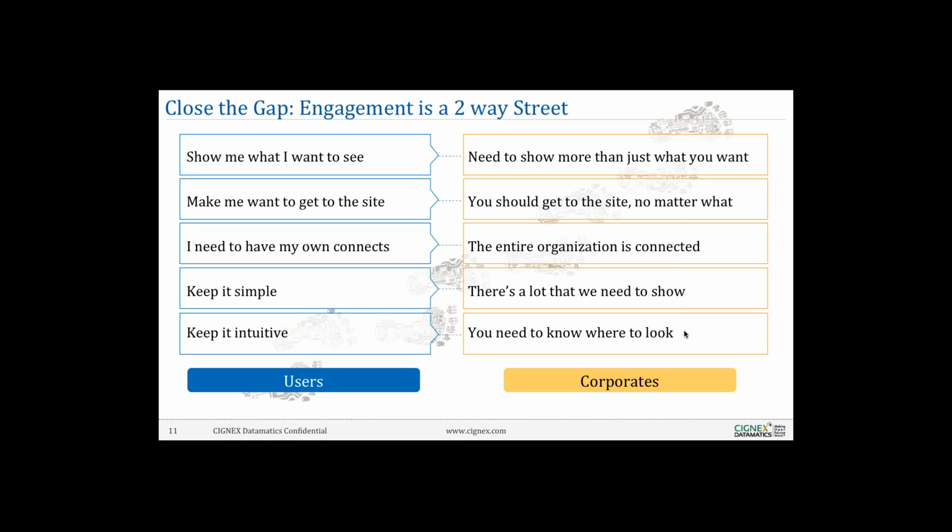Now we've connected the entire organization. Everybody has phones. Everybody knows where they sit. You can talk. You can email. So what more do you need? Keeping it simple and intuitive? Come on. There is so much information that we need to show. It cannot be simple. It is going to become complex. And you need to know where to look for the information that you want. So this is the flip side of the equation.